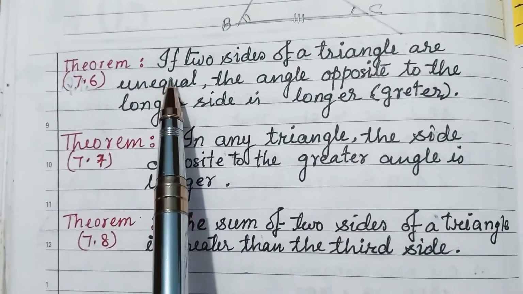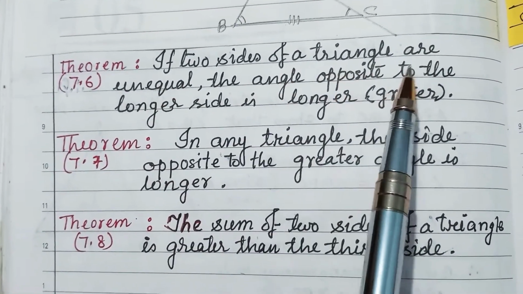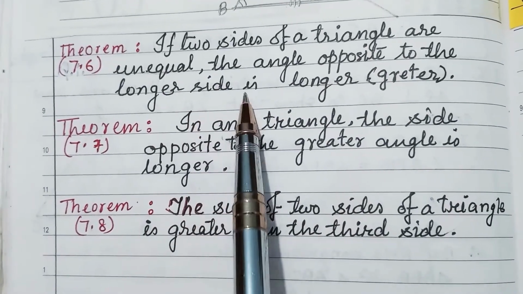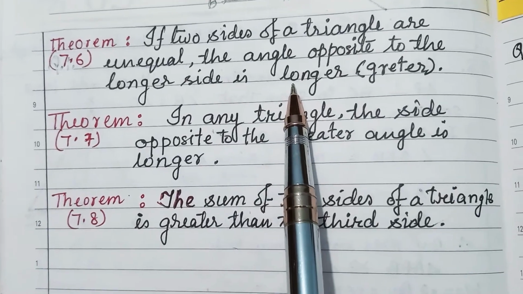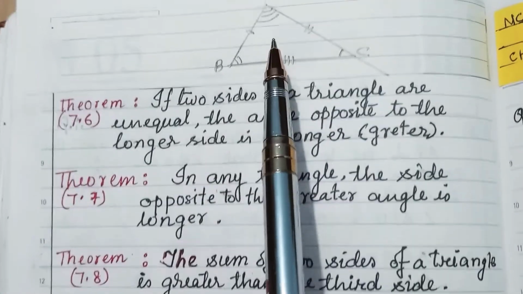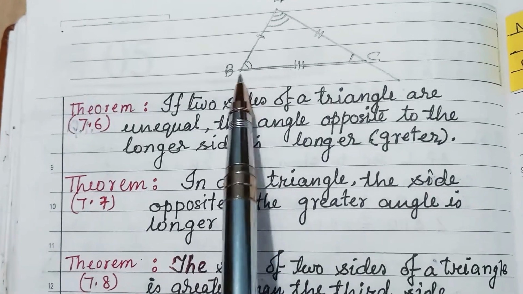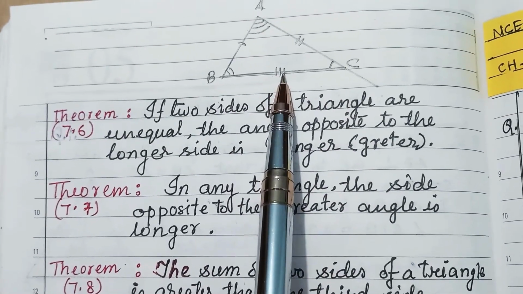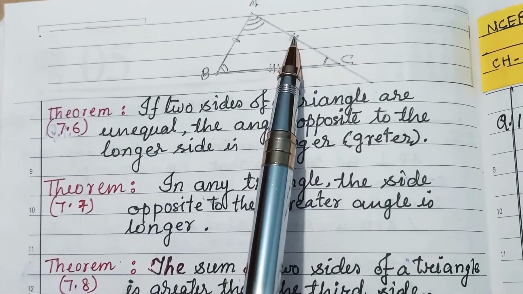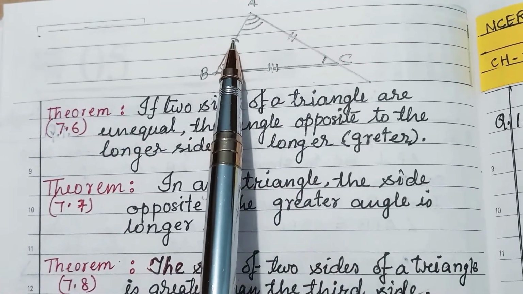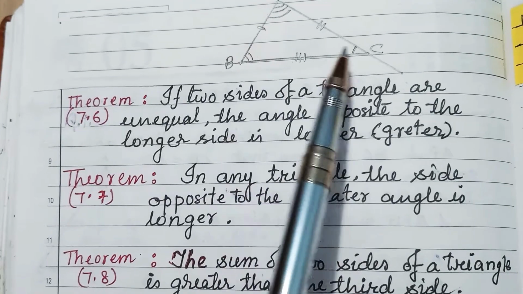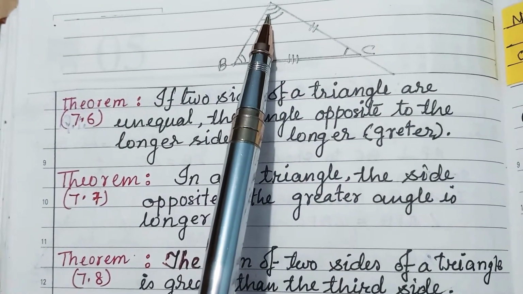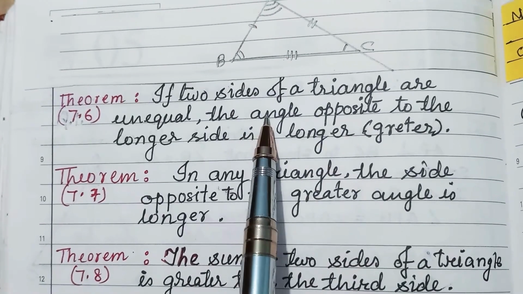First theorem: if two sides of a triangle are unequal, the angle opposite to the larger side is greater. Now listen here, this is a triangle. This is the longest side, then this one, and this is the smallest side. So the angle opposite to the smallest side is the smallest, and the angle opposite to the longest side is the greatest. This is the first theorem.